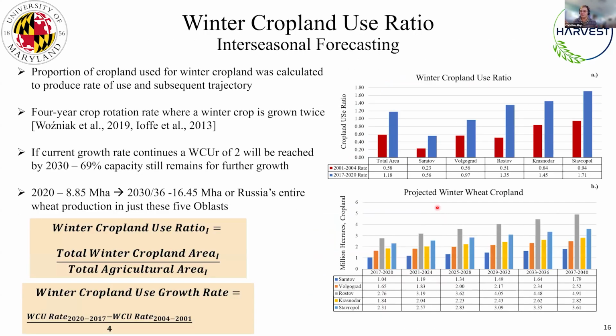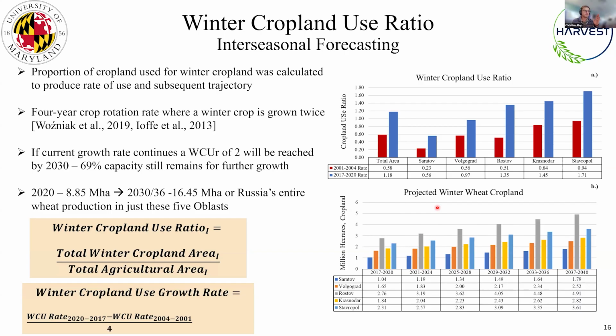Now, how do you use all this for intraseasonal forecasting? Well, if we can create something called a winter cropland use ratio, i.e., how much each pixel of cropland is being used for growing winter wheat on a 4-year cycle, this is how you create your capacities, i.e., what is the future growth of this if they were to continue further intensifying their cycle of winter cropland growing, how much more could they get?